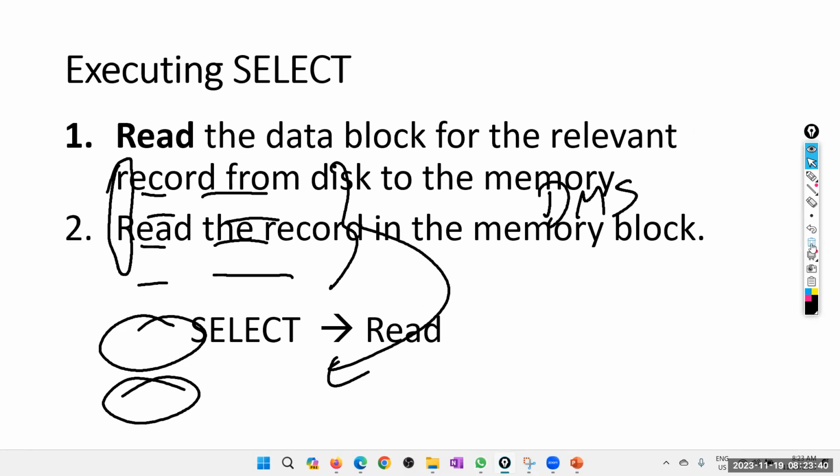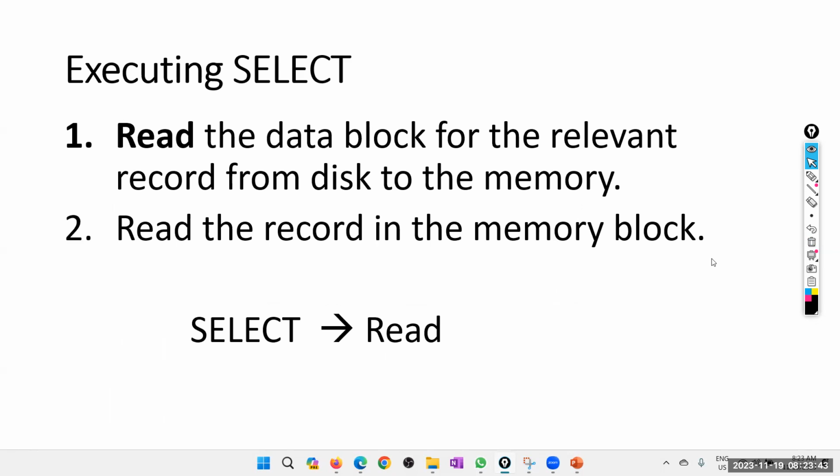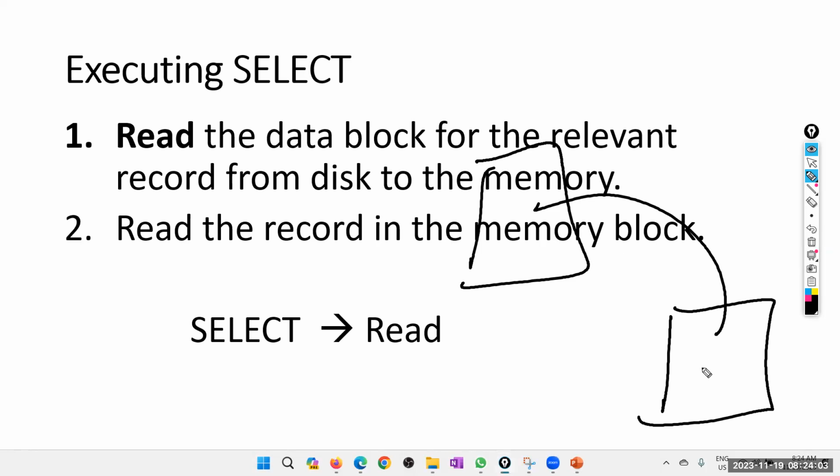Right, now let's see what happens when you do a select statement. Say, select all from employee where employee ID is 1025. We have to read the data from the disk to the memory. Remember, we have to access the relevant data block to the memory, and from memory we can retrieve that particular record.